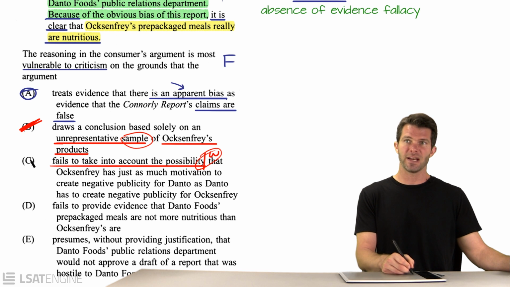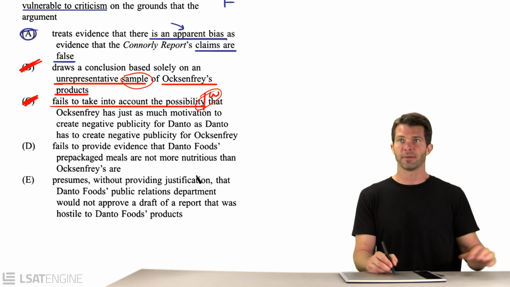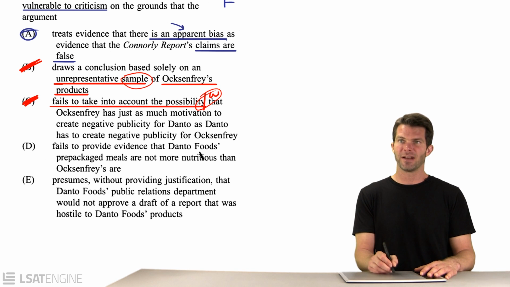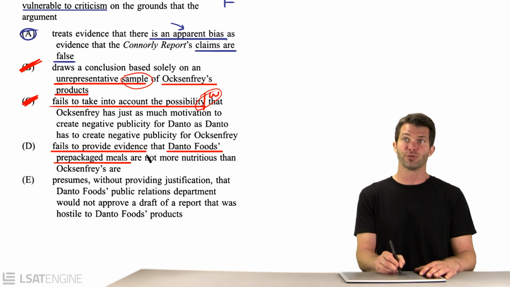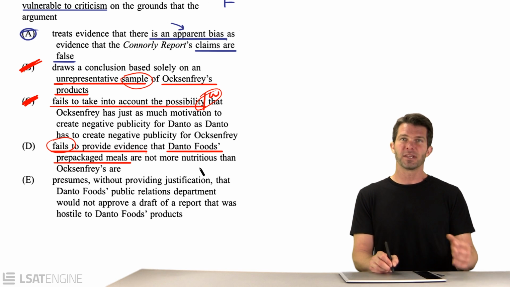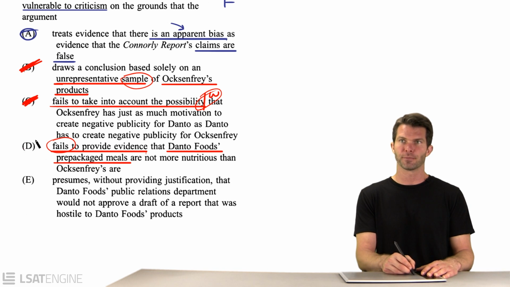Anytime they say "fails to consider the possibility" or "ignores the possibility," fails to provide evidence that Danto's prepackaged meals are not more nutritious. We don't have to talk about Danto's meals. It's not a comparison. We're not saying Oxenfree is better than Danto or worse than Danto, so we don't need to provide any evidence. This is true. We didn't provide any evidence about Danto's prepackaged meals, but this is not the problem. Because it wasn't a comparative conclusion, we don't need to talk about Danto's nutritional value.